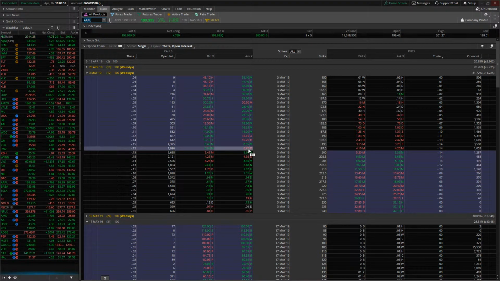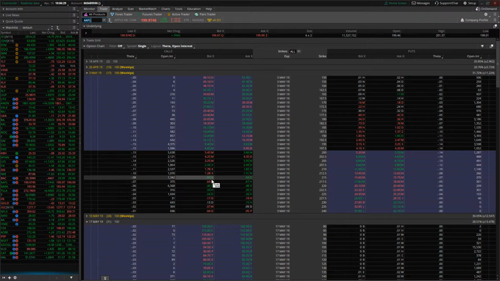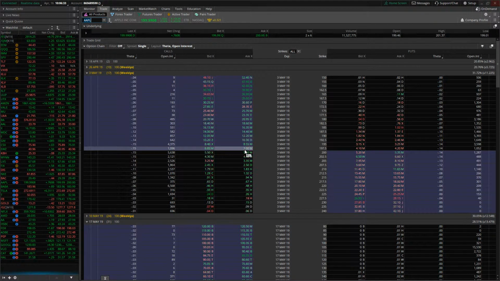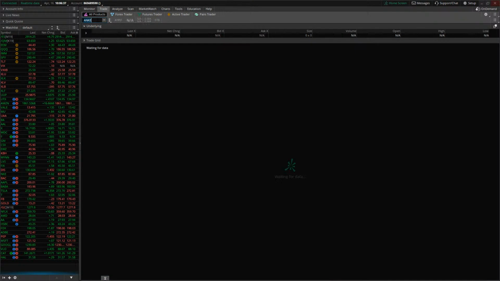Well, we have a 10-cent spread on a $7 option. What is that? I mean, that's not much. What's that, 1.5%? It's a pretty small spread on a percentage basis. What about Nike?